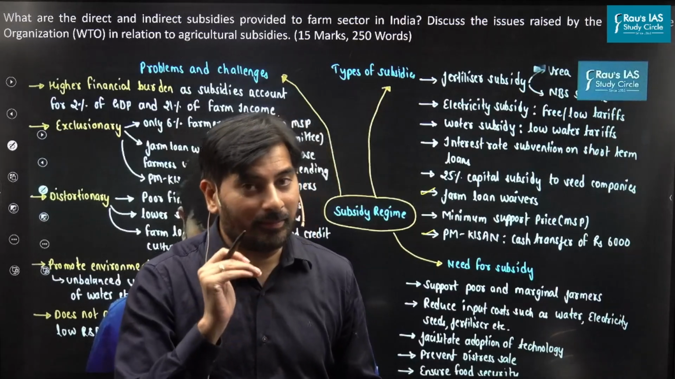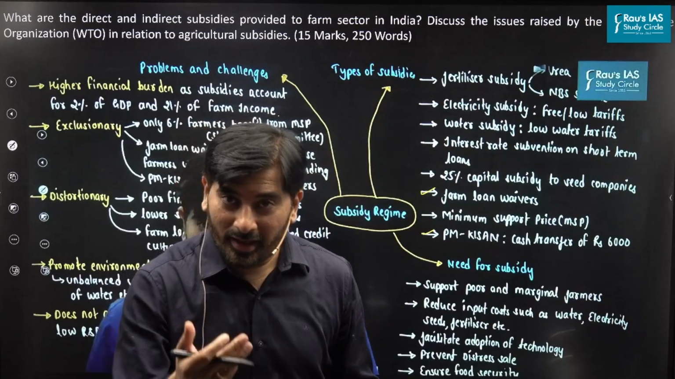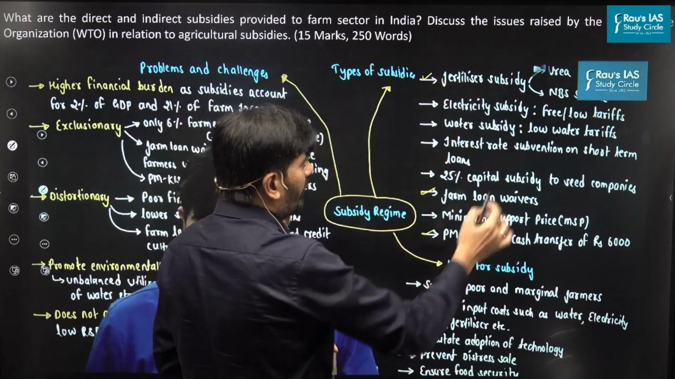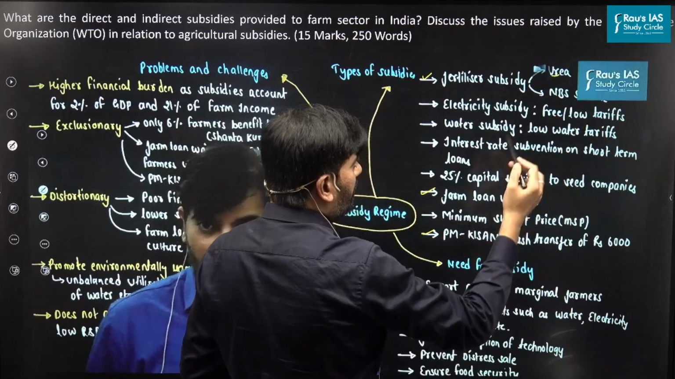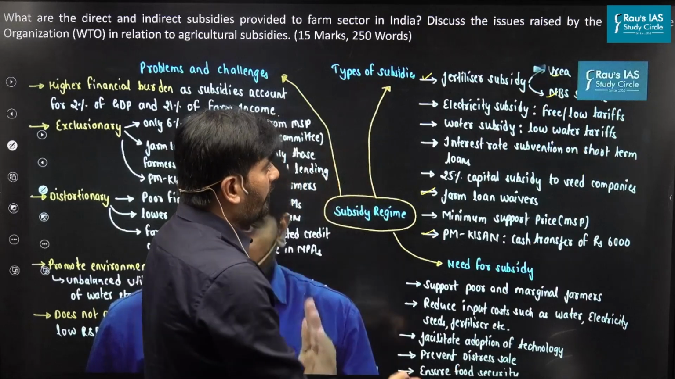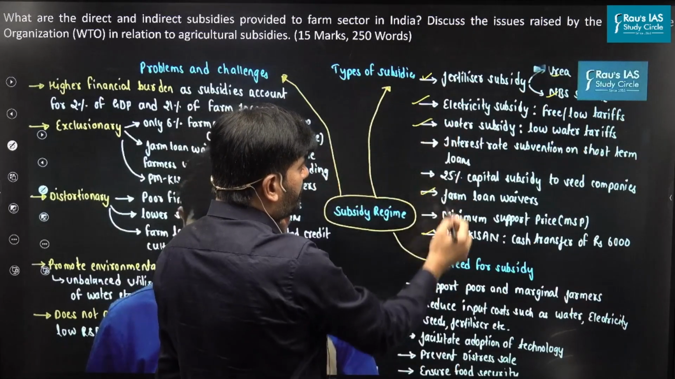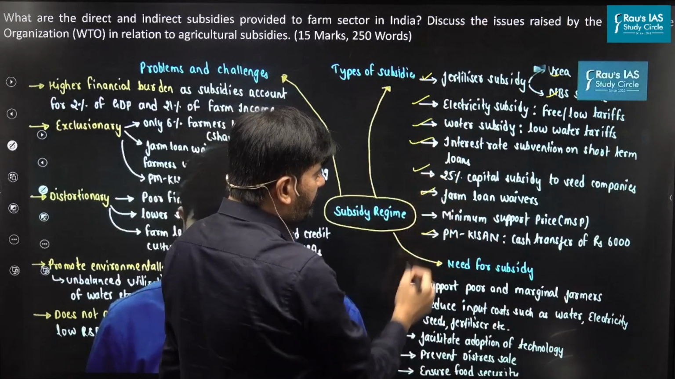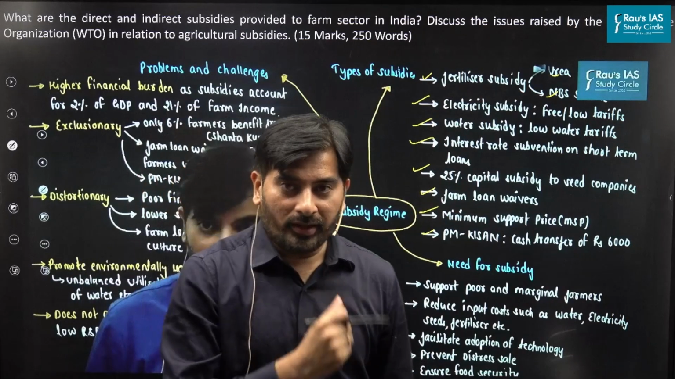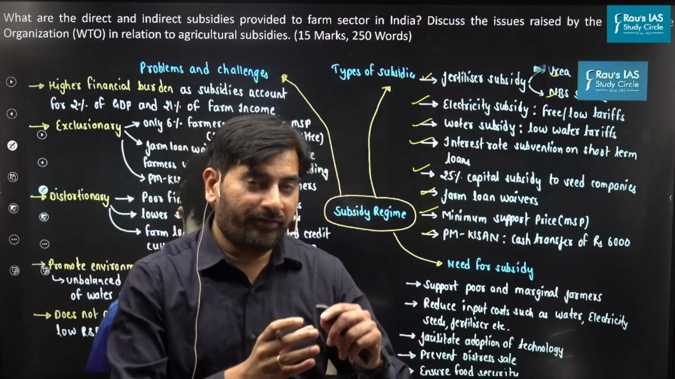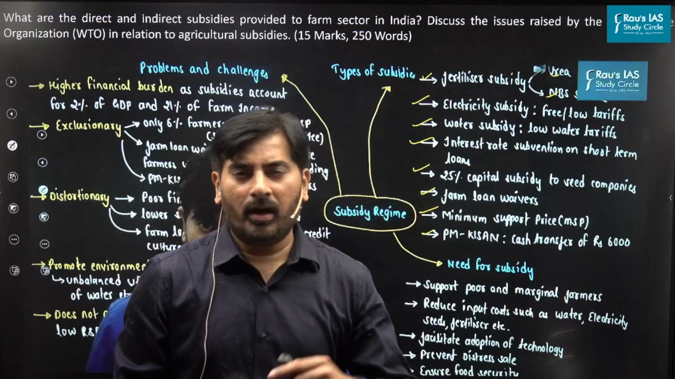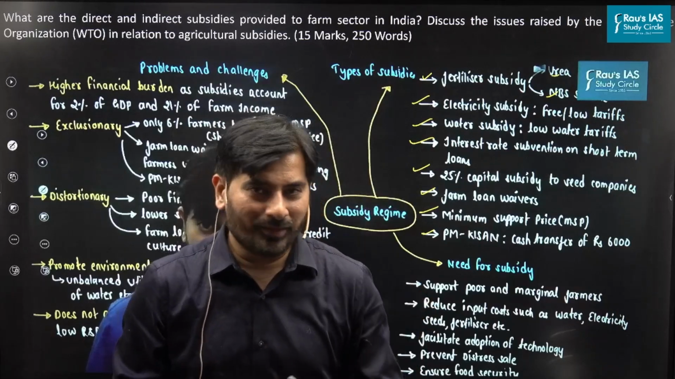below the market price. What are these indirect subsidies? As you can see, we are providing a fertilizer subsidy both on urea as well as P and K fertilizers in the form of the nutrient based subsidy scheme. We are providing an electricity subsidy, water subsidy, interest rate subvention, subsidy on seeds, as well as MSP. So, by going through this aspect about the different types of subsidies, one could have easily answered the first part of the question about what are the direct and indirect farm subsidies.